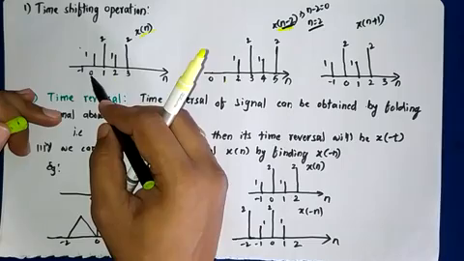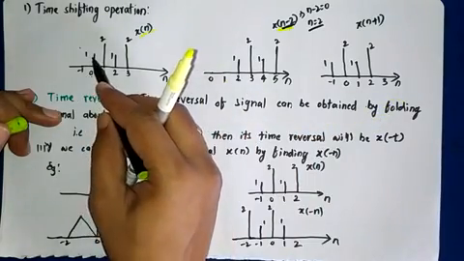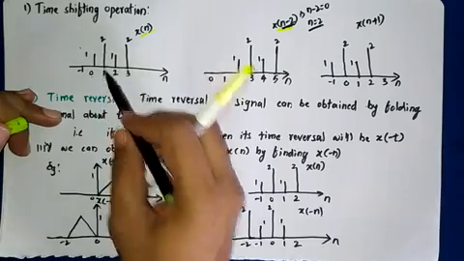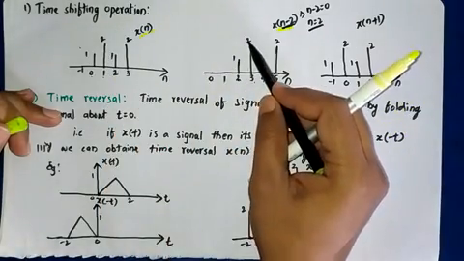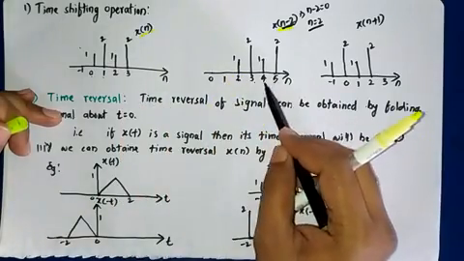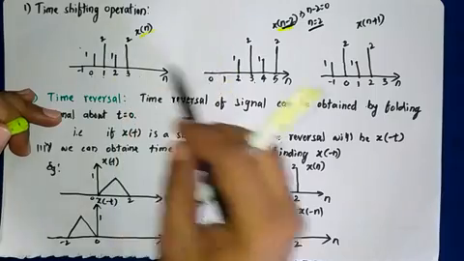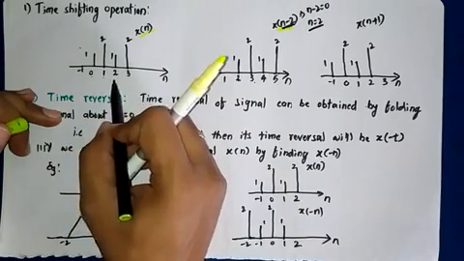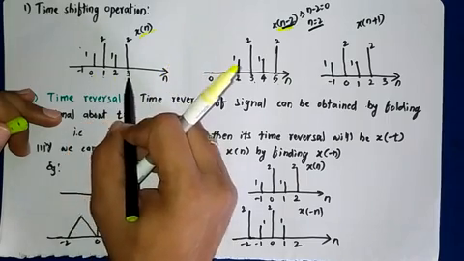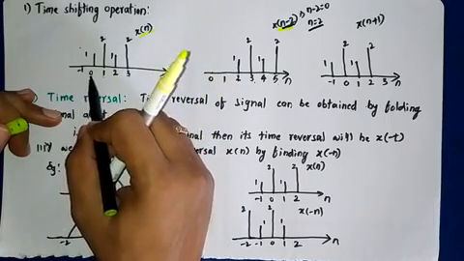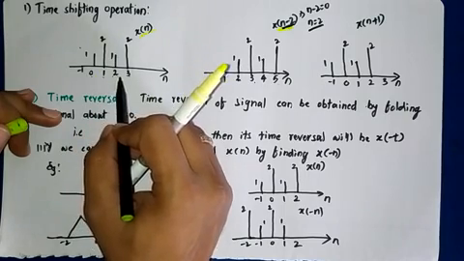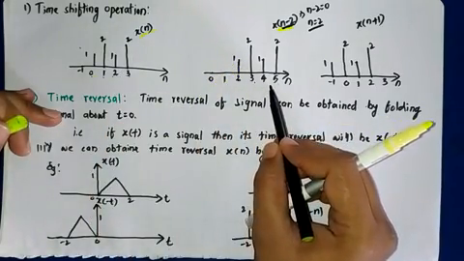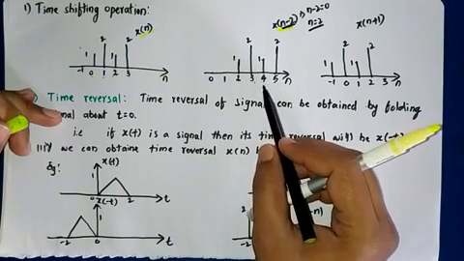So at 2, whatever the value at 0 is, that will come. Here the amplitude at 0 is 1, so at 2 I will get the amplitude as 1. Then at 1 I have 2, so at 3 I will get 2. Similarly at 2 I have 1, so at 4 I will get 1, and at 3 I have 2, so at 5 I will get 2. The only thing I am doing is adding 2 to all these values of n. So add 2 to this: 0 becomes 2, 1 becomes 3, 2 plus 2 is 4, 3 plus 2 is 5. So these signals exist at those particular values of n. I hope it is clear to you.